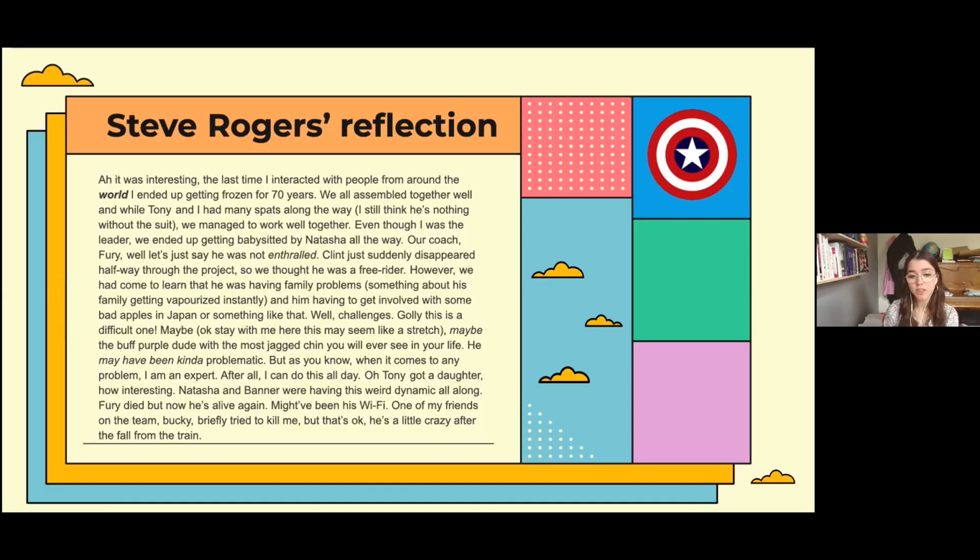Oh, Tony got a daughter. Oh, interesting. Natasha and Banner were having this weird dynamic all along, and Fury died, but now he is alive again. Might have been his Wi-Fi. Lastly, one of my friends on the team, Bucky, briefly tried to kill me, but that's okay. He's a little crazy after the fall from the train.